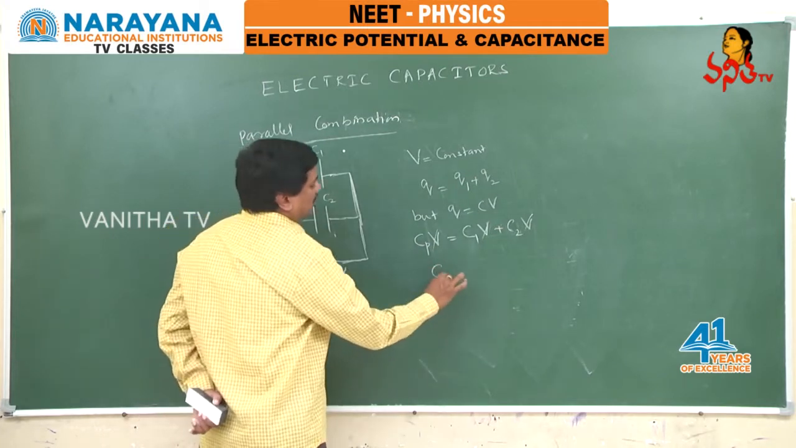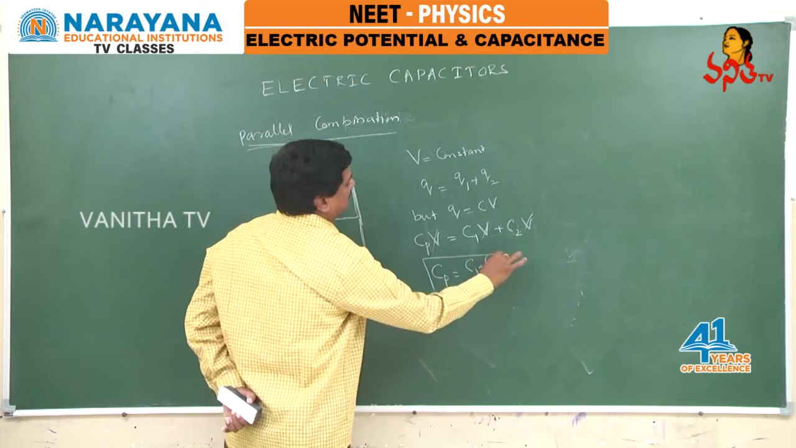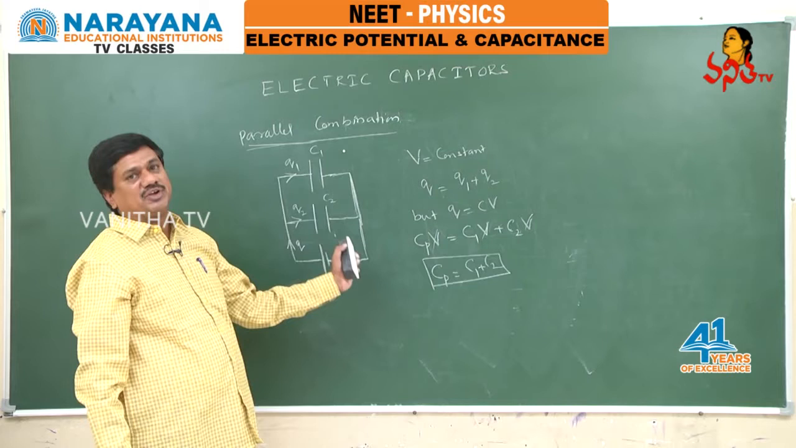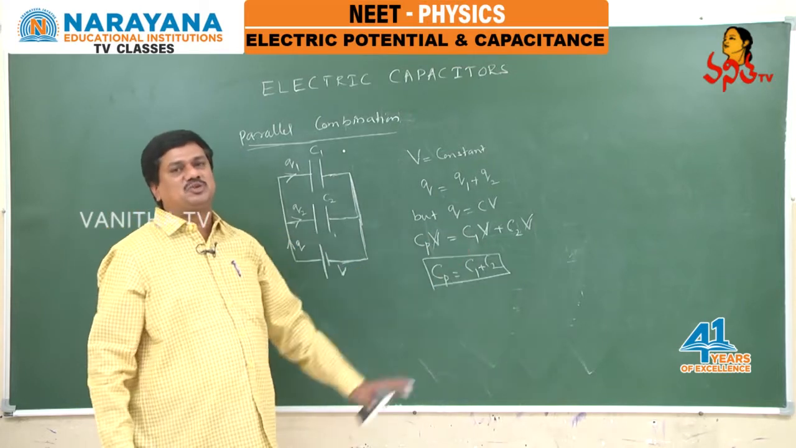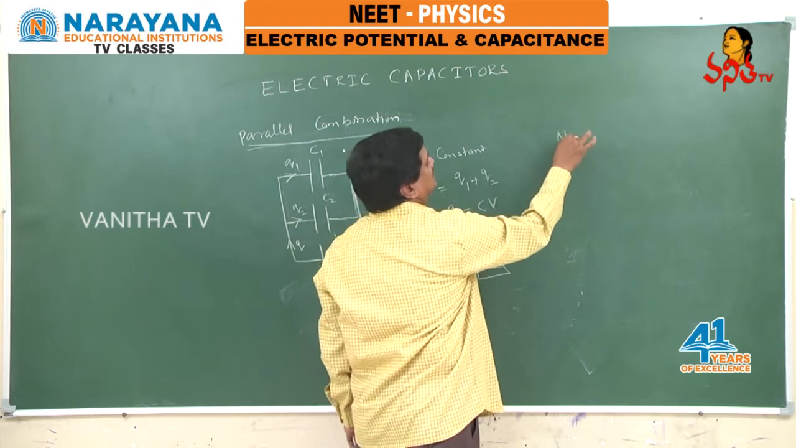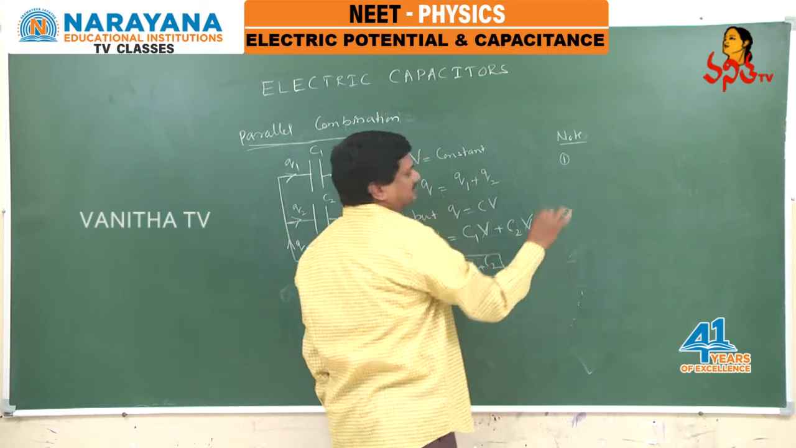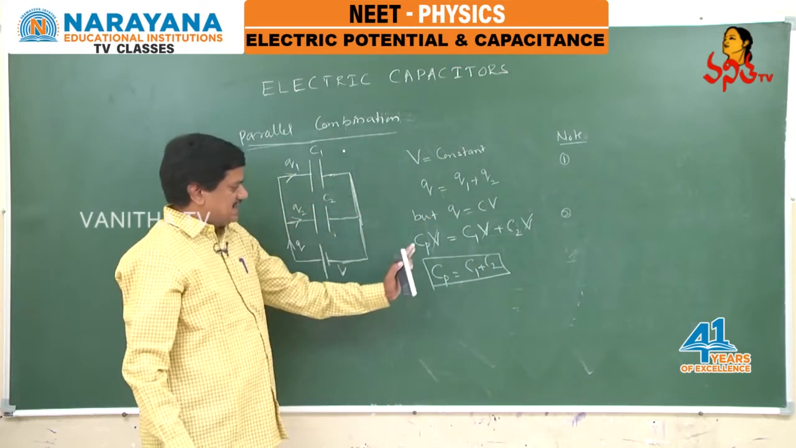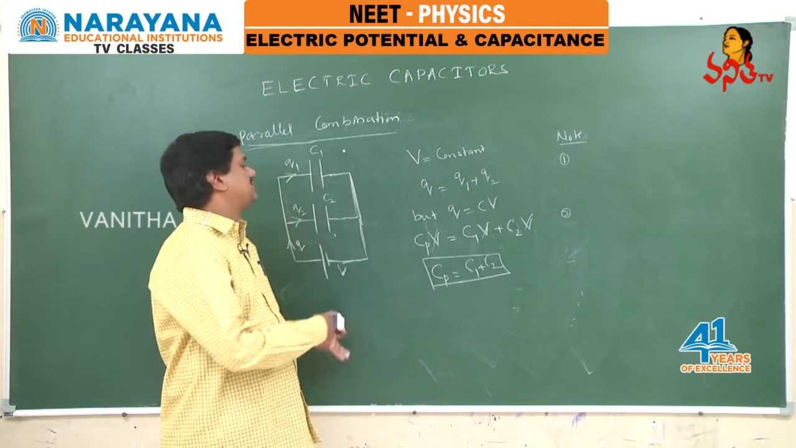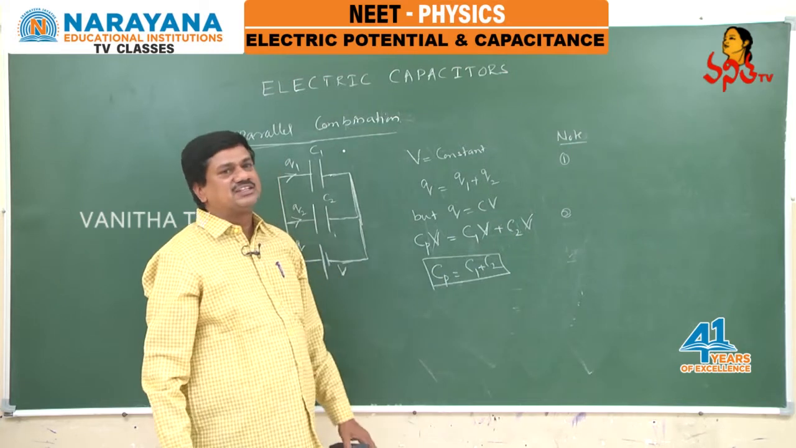So, in the parallel combination of the capacitors, what will be the total capacitance? It is equal to C1 plus C2. Like this, if I take 3 capacitors, the effective capacitance becomes C1 plus C2 plus C3. And as in the previous topic, like in series, you can observe 2 important points here. One point is, we are adding C1 plus C2. If more capacitors are connected, then the capacitance further increases.